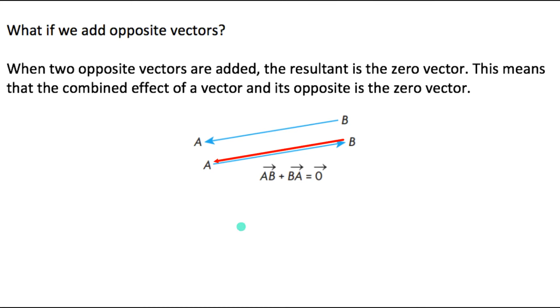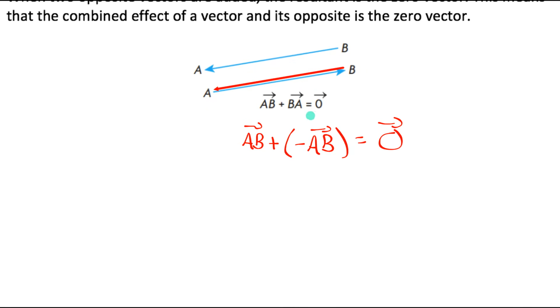How could I prove to you algebraically the result is the zero vector? Well, what I could do is rewrite this equation as vector AB plus, I'm going to change vector BA to negative vector AB. And I know that would equal the zero vector. Why am I allowed to change vector BA to negative vector AB?